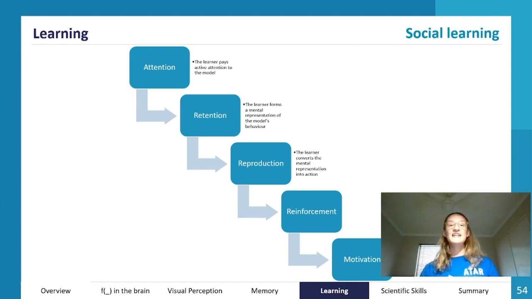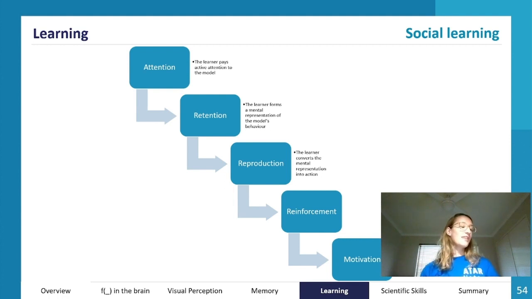It's linking back to our memory: how can we bring information from our short-term memory into our long-term memory? Well, we have to pay attention. It's the same with social learning. If we're not paying attention, we actually can't store the behavior in our mind, so we're not going to be able to repeat it. That's also influenced, like I said before, by how much you admire the model, maybe how you're feeling, how much attention you're paying, all of those things. So if attention is paid, we can follow through to retention. The learner forms a mental representation of the model's behavior.